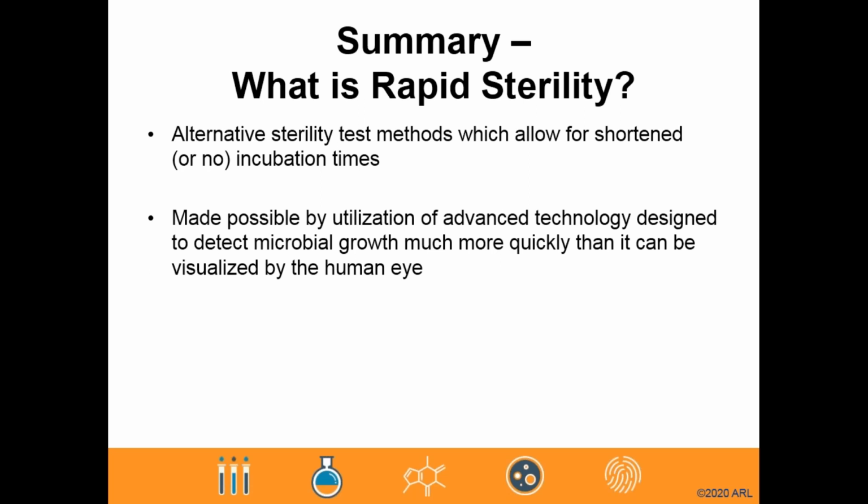To summarize what we've discussed today, rapid sterility testing is a group of methods which are part of a broader group termed rapid microbiological methods, or RMMs. Rapid sterility methods are alternative test methods to use in place of or in conjunction with traditional sterility testing, USP Chapter 71 as an example, which allow for a shortened or in some cases no incubation times. These methods use advanced technology to detect microbial contamination, which allows for a faster test time, and since the user does not have to wait for visible growth to appear.